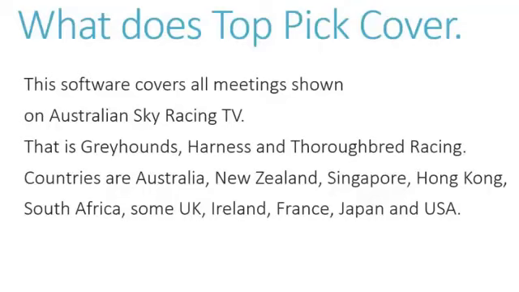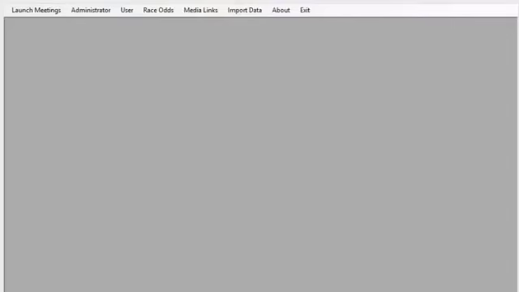Other countries covered by Top Pick and covered in the other video are Singapore, Hong Kong, South Africa, UK, Ireland, France, Japan and the US. But to get full advantage out of the software, it really does focus on Australia and New Zealand racing. So without further ado, let's get on and have a look at the software.